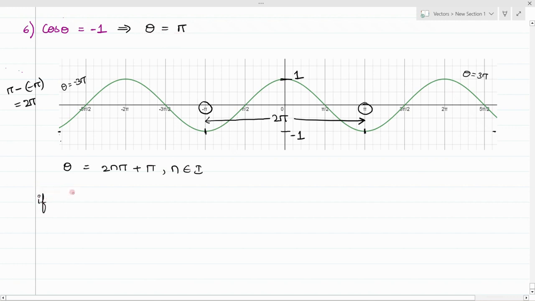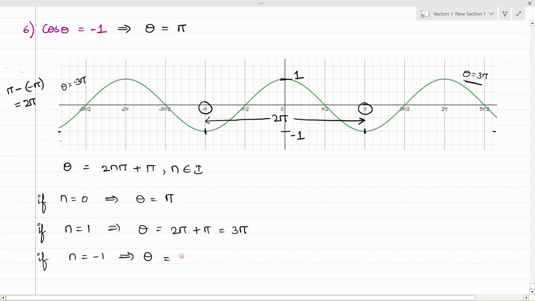Let's verify this. If n is 0, theta is pi, which we already know. If n is 1, theta becomes 2 pi plus pi, which is nothing but 3 pi. I've already shown you that. Similarly, if n is minus 1, theta becomes minus 2 pi plus pi, which is minus pi, that we have seen in the graph. So this solution verifies all our theta values.